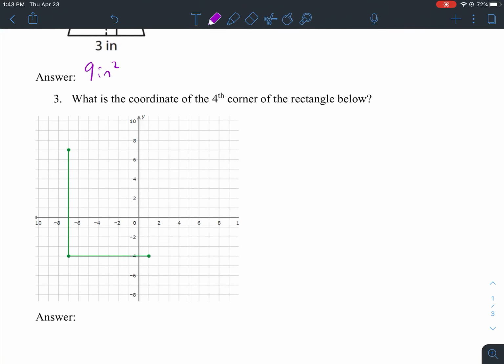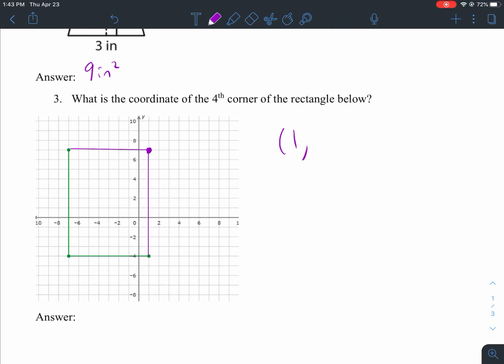Now for the next one, it says, what is the coordinate of the fourth corner of the rectangle below? So if you recall, a few properties of rectangles: the opposite sides need to be parallel, they need to be the same length, and all corners of a rectangle form 90-degree angles. So if I look here, this actually should be a fairly easy question. If I'm trying to finish up this rectangle here, it's got to align properly, right? So that dot right there is going to be my fourth corner.